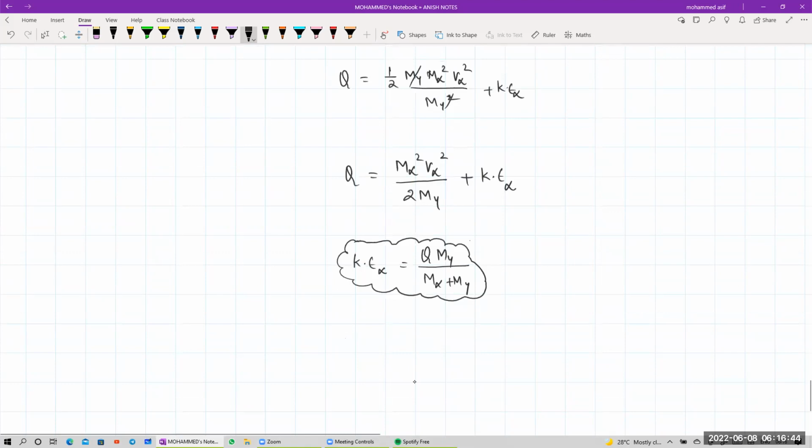So that shortcut formula you can remember. Kinetic energy of alpha particle will be equal to energy released Q into mass of the daughter nucleus divided by the sum of the mass of the alpha particle plus mass of the daughter nucleus. That means I can even write this like this: kinetic energy of alpha particle is equal to Q times mass of daughter nucleus, A minus 4, divided by mass of alpha particle.